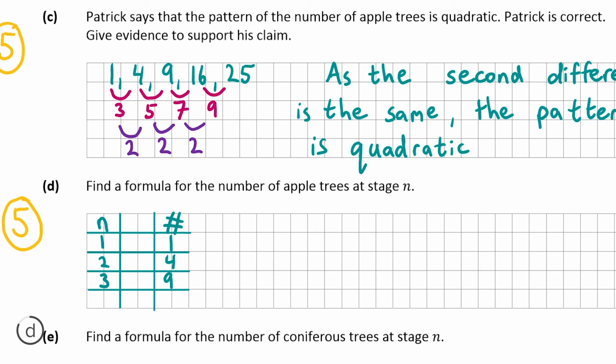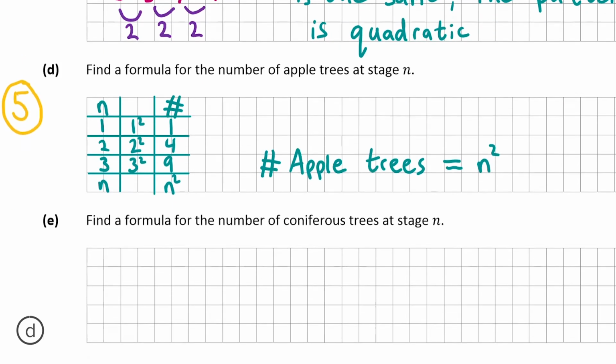The one thing they have in common is that 1 squared is 1, 2 squared is 4, and 3 squared is 9. So let's try that. Therefore we can say that at stage n, the number of apple trees will be n squared. That is our answer for part D of the question.